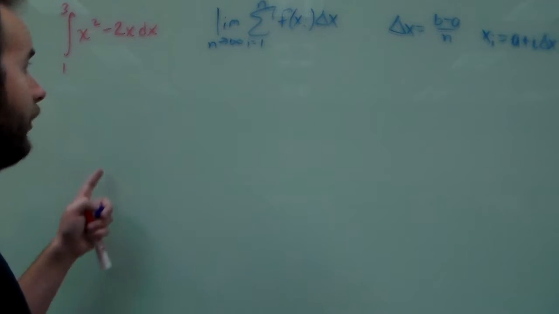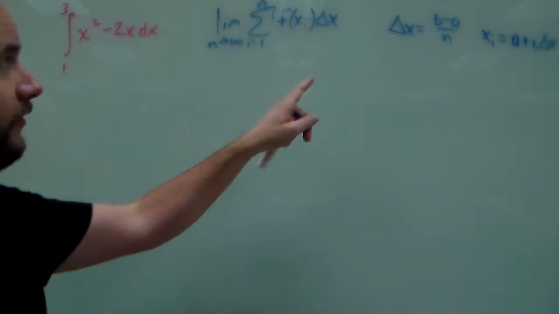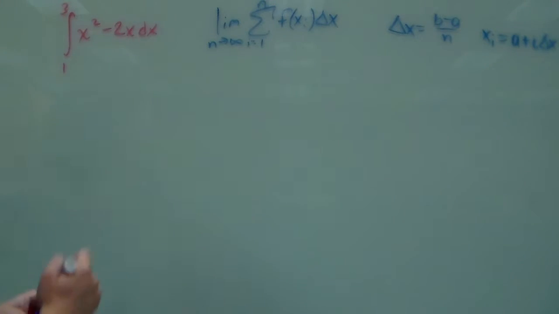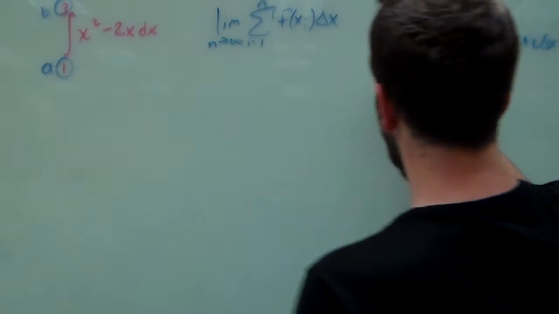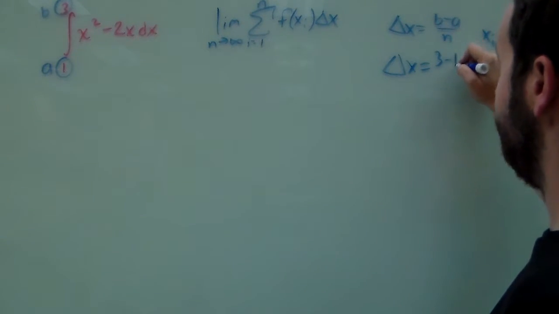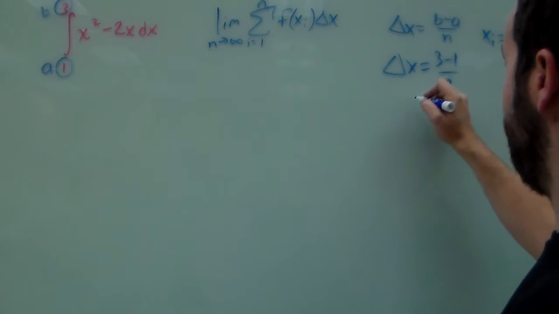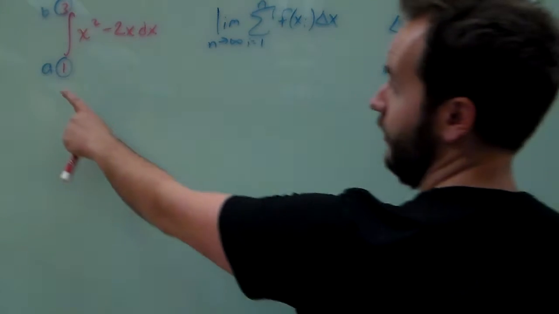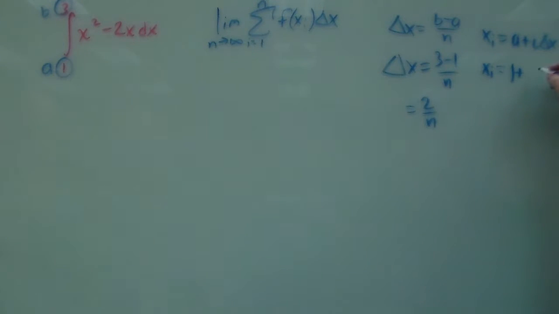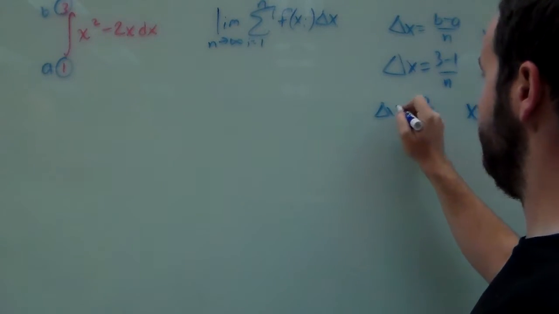Now, in order to convert this, I'm going to find b minus a over n. So here's my integral. This is b, this is a. So my delta x is really 3 minus 1 over n, or just 2 over n. The corresponding value of xi would be, again, my value of a is 1 plus i times 2 over n, the delta x that I just found. So xi equals 1 plus 2i over n, while delta x equals 2 over n.